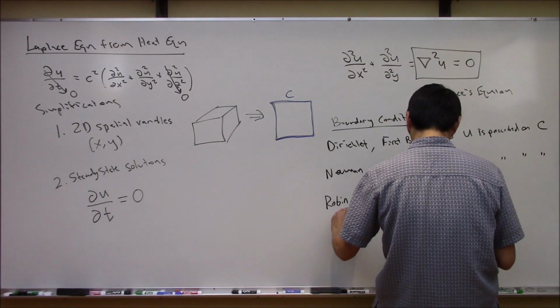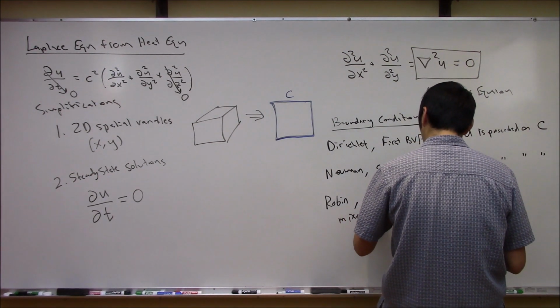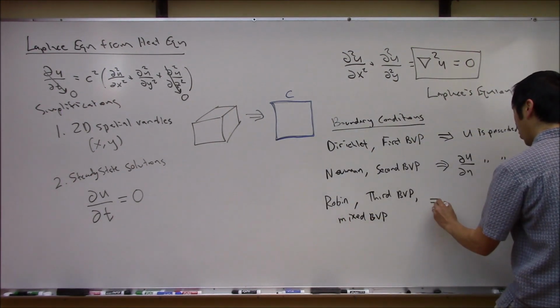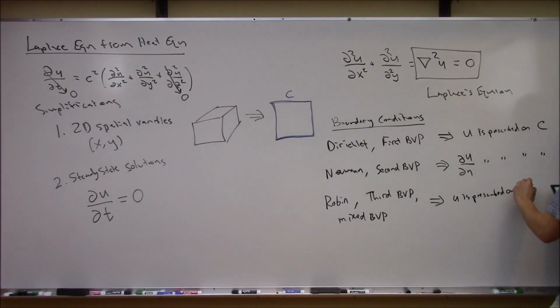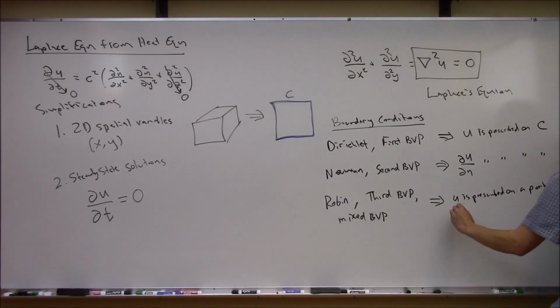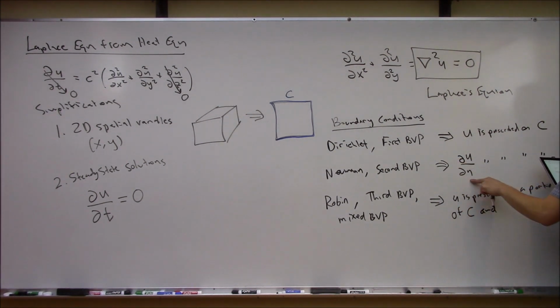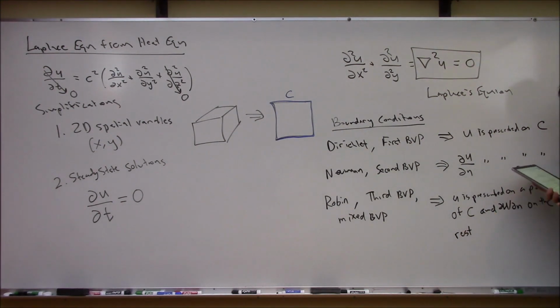Sometimes this is referred to as a mixed boundary value problem. You obtain this situation when u is prescribed on a portion of C, and where you then have the normal derivative, partial u, partial n, on the rest. So in this case, you have a mixture of a Dirichlet and a Neumann problem.